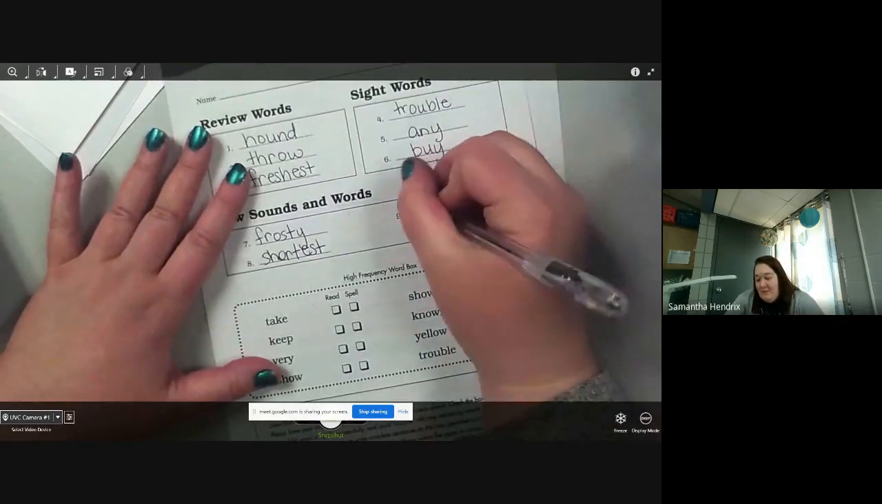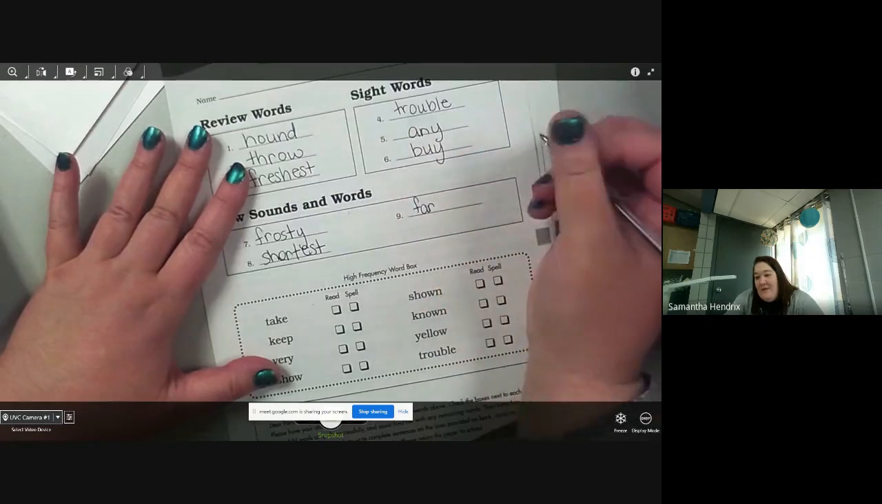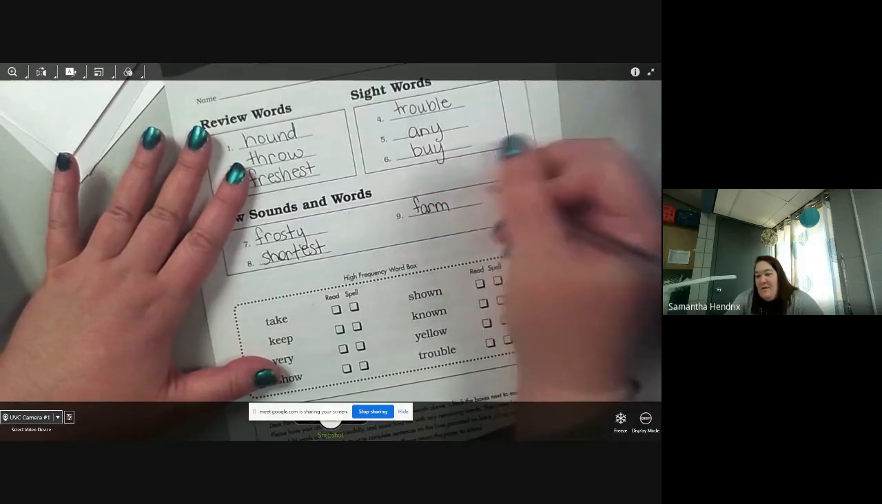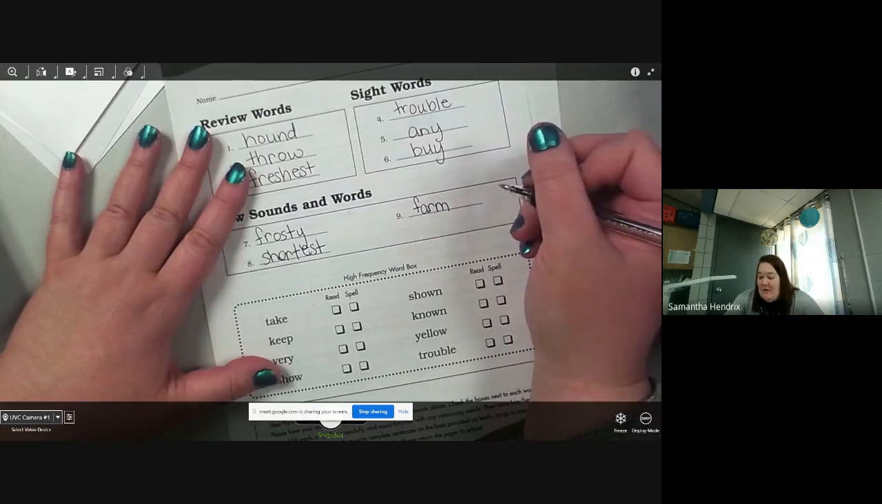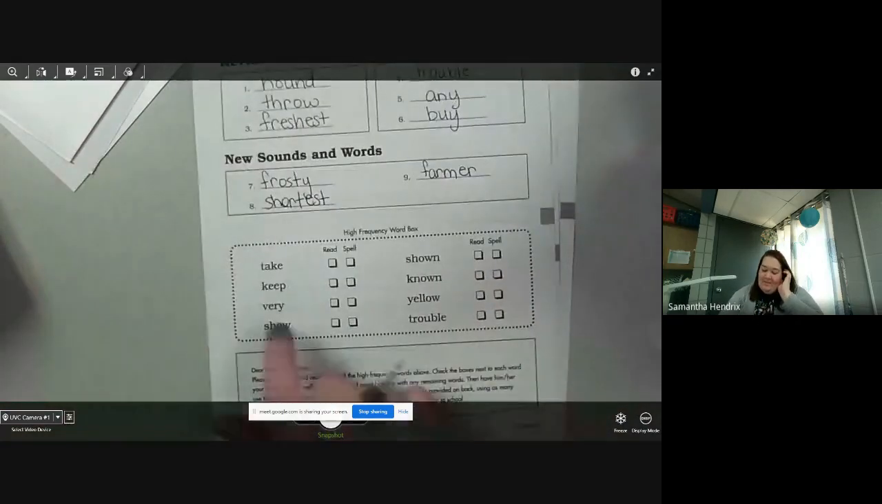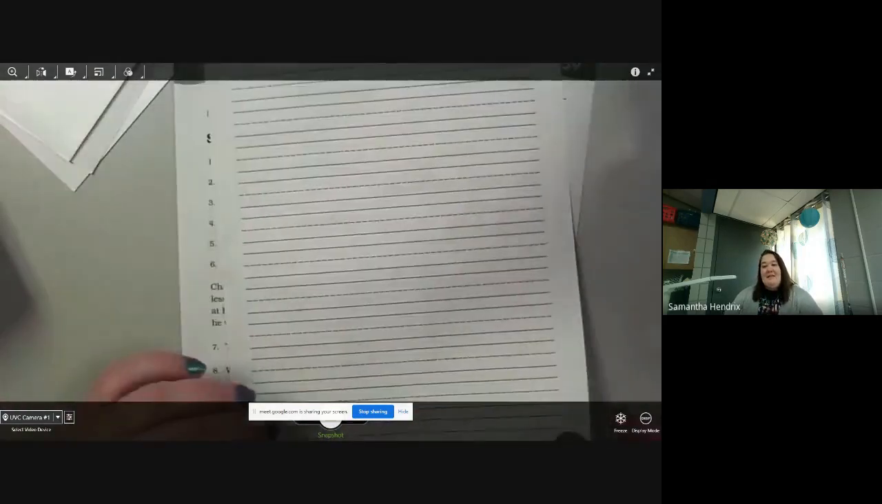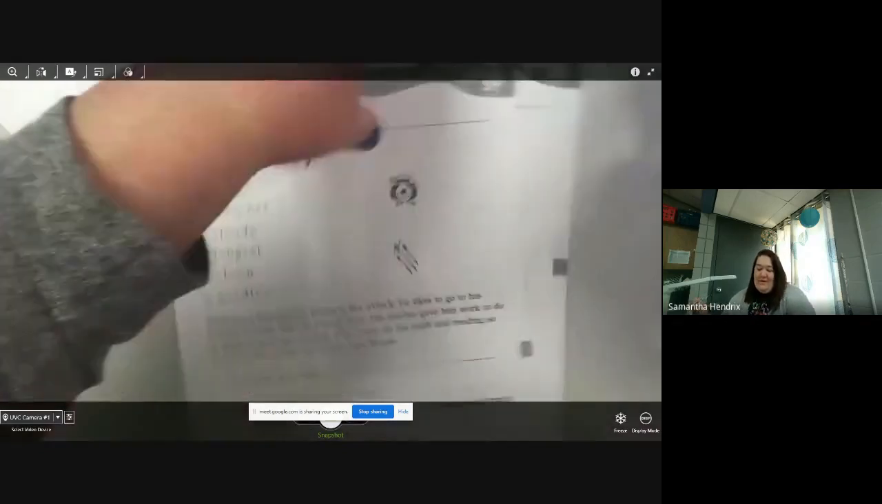Farmer. So R. What's our combination? AR. And then farmer, one who farms. Okay. Spell and read. And then write sentences. Okay. Let's look at your worksheet.